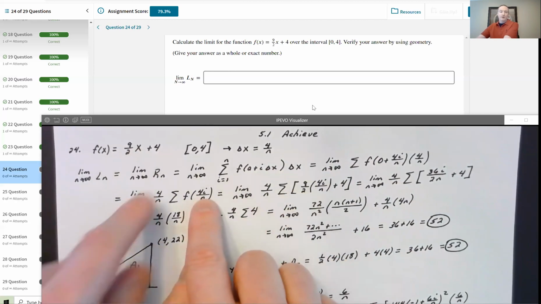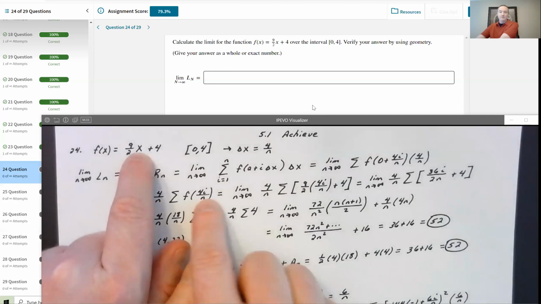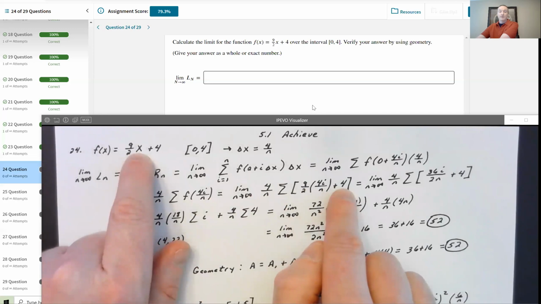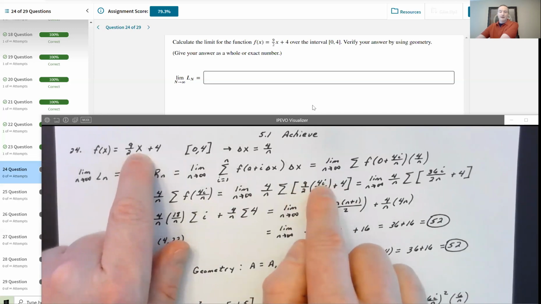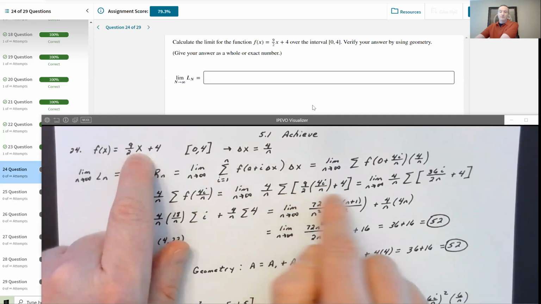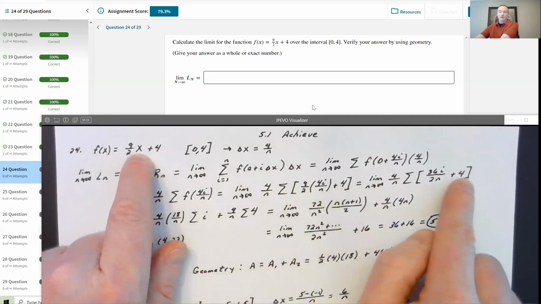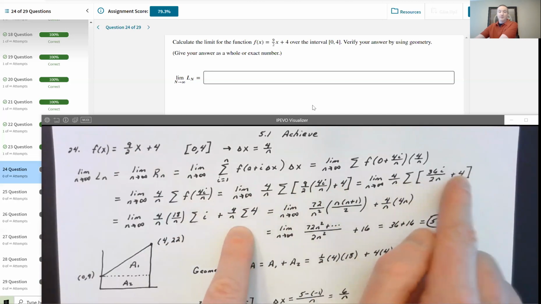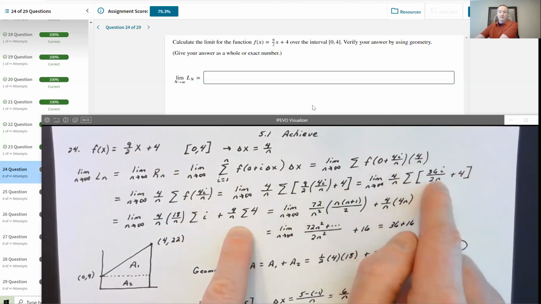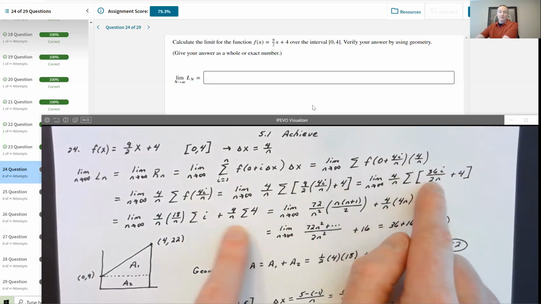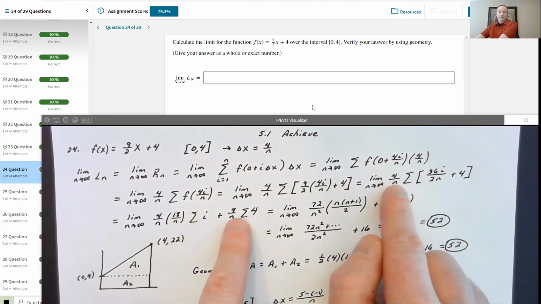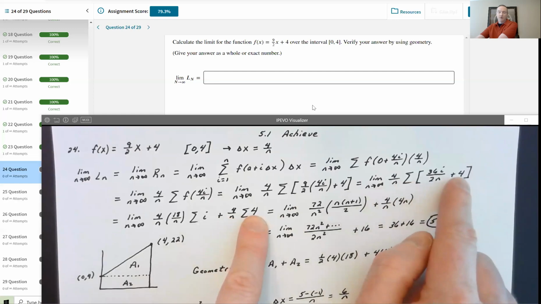When I plug that into the function, that's the next step. What is f of 4i over n? Well, you're plugging it in right here. It becomes 9 over 2 times 4i over n plus 4. Now, if I distribute on the inside, I'll get 36i over 2n plus 4. And then I'm going to separate that into two separate summations in this step. In my first one, this 36 over 2n can come out, and when it comes out, it reduces down to 18 over n times the summation of i. And the second one I just left alone, 4 over n times the summation of 4.